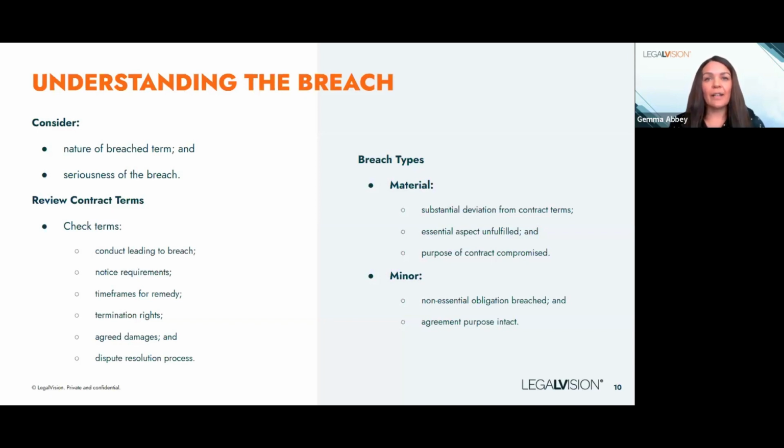A minor breach, on the other hand, occurs when a party breaches a non-essential obligation under the contract. In these circumstances, the parties may continue with the rest of the agreement without altering the purpose of the contract, unless sometimes there might be multiple minor breaches, and these can sometimes add up to a material breach.